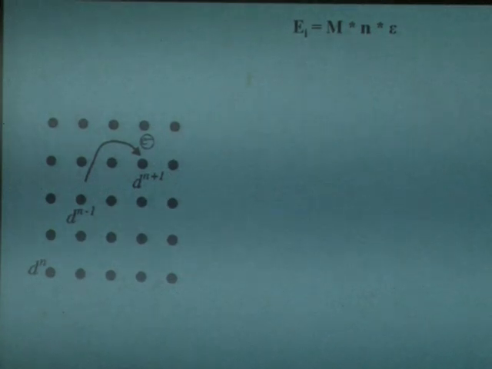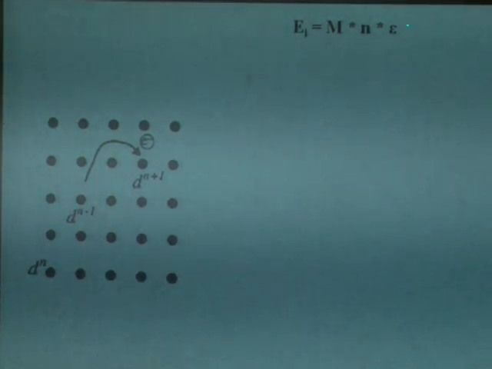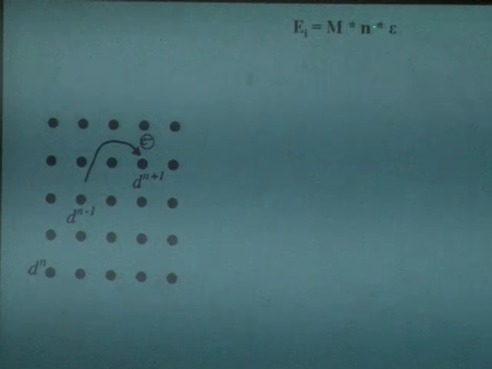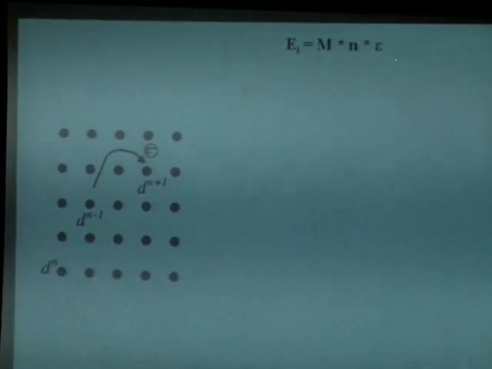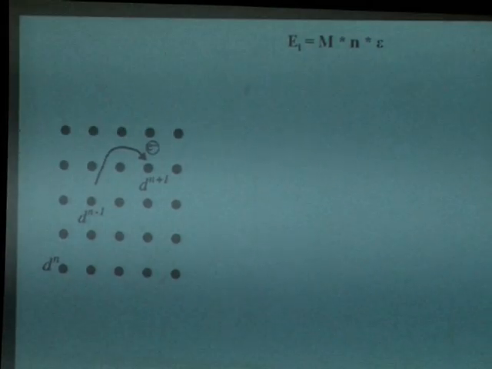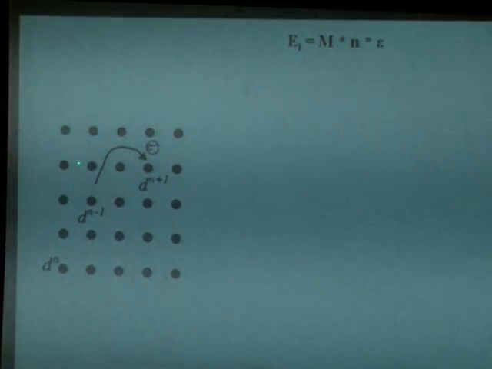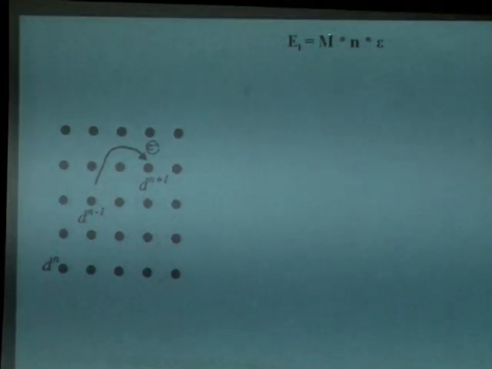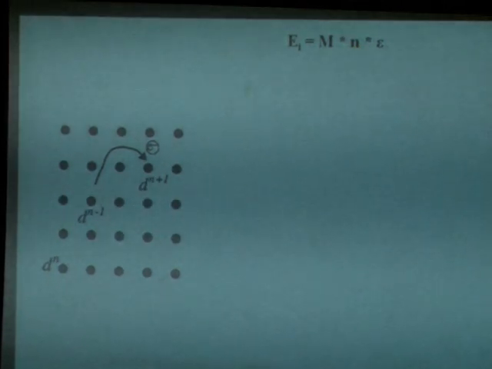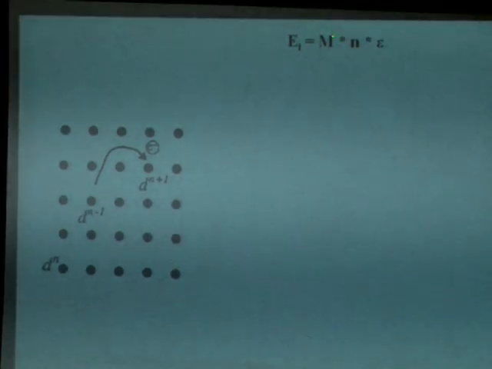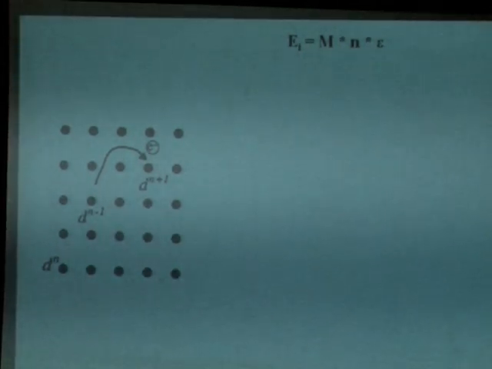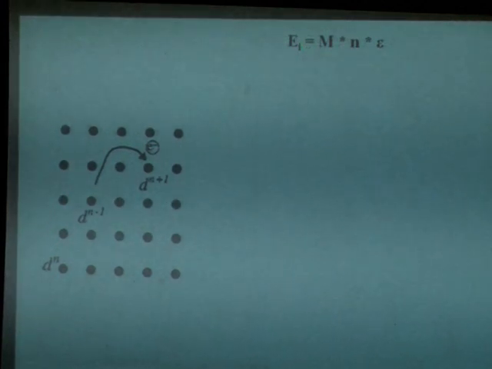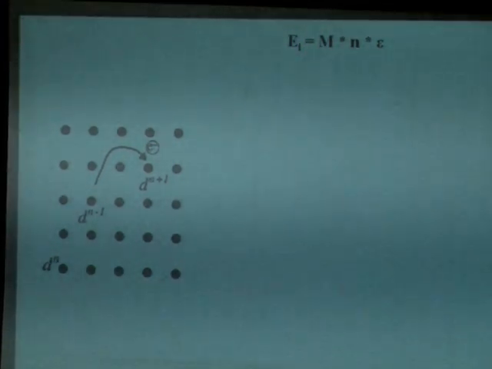If there is no Coulomb interaction, initially I had n electrons at each of the M sites, and each electron had an energy epsilon. There are M of these atomic sites. Each site had n electrons before the hopping. So the total number of electrons was M into n, and each of those electrons had an energy of epsilon. So the total initial energy was Mn into epsilon.